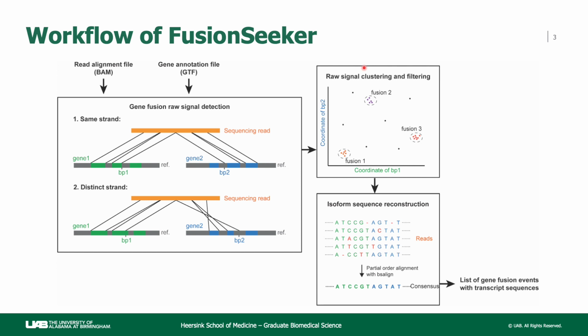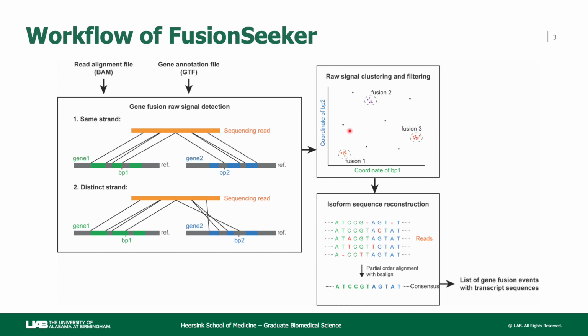The clustering is done in two steps. The first one is to group those raw signals based on which two genes are fused together. Then we have a density-based clustering algorithm to separate the different breakpoints within the same gene pairs. This is done by calculating the distance between the raw signals, and the raw signals from the same breakpoint will be clustered together, and the remaining will be discarded as outliers.